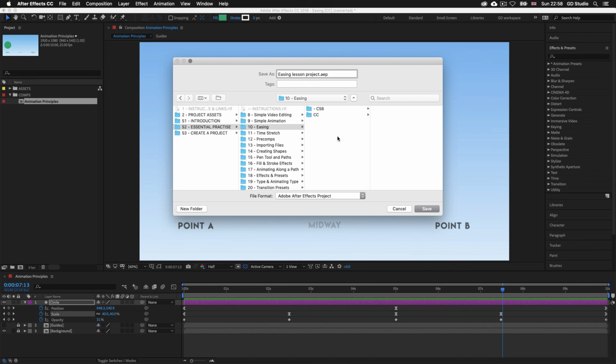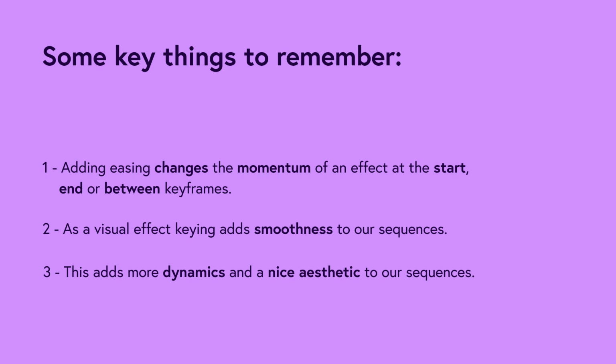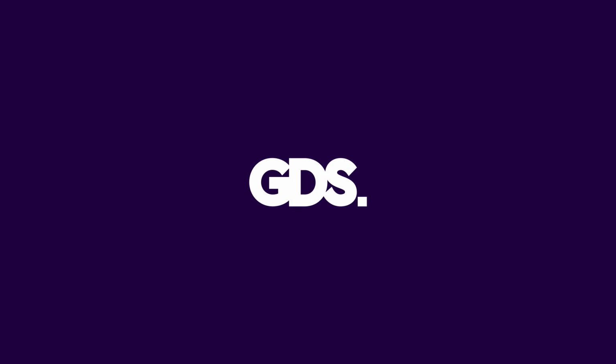Perfect. So to recap, some key things to remember are adding easing changes the momentum of an effect at the start, end or between keyframes. As a visual effect, easing adds smoothness to our sequences, and this adds a more dynamic and smooth aesthetic to our sequences.